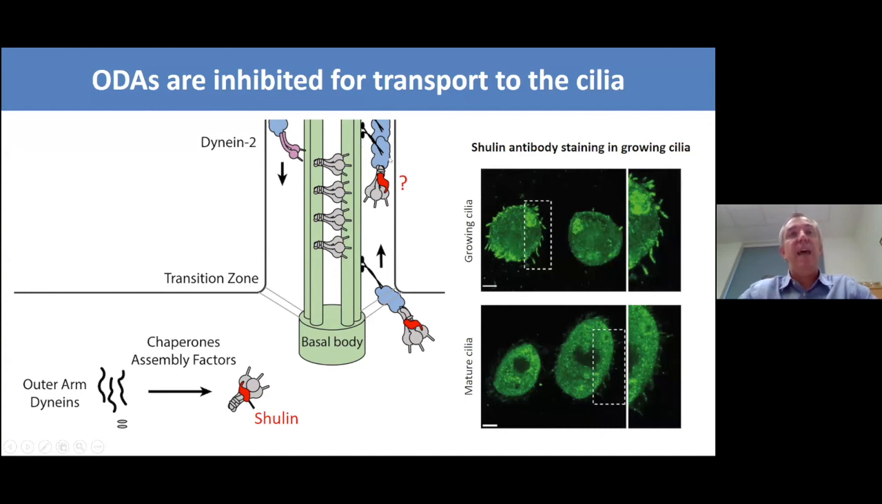So when we stain cilia with a Shulin antibody, we can see that during the time where there's active transport into the cilia, i.e. when they're regenerating, you get lots of Shulin there. And yet in mature cilia, where there isn't the transport, it's missing. So that suggests it's a factor that's actually binding and going with the ODAs as they go to the cilia, to prevent them perhaps running out inappropriately.